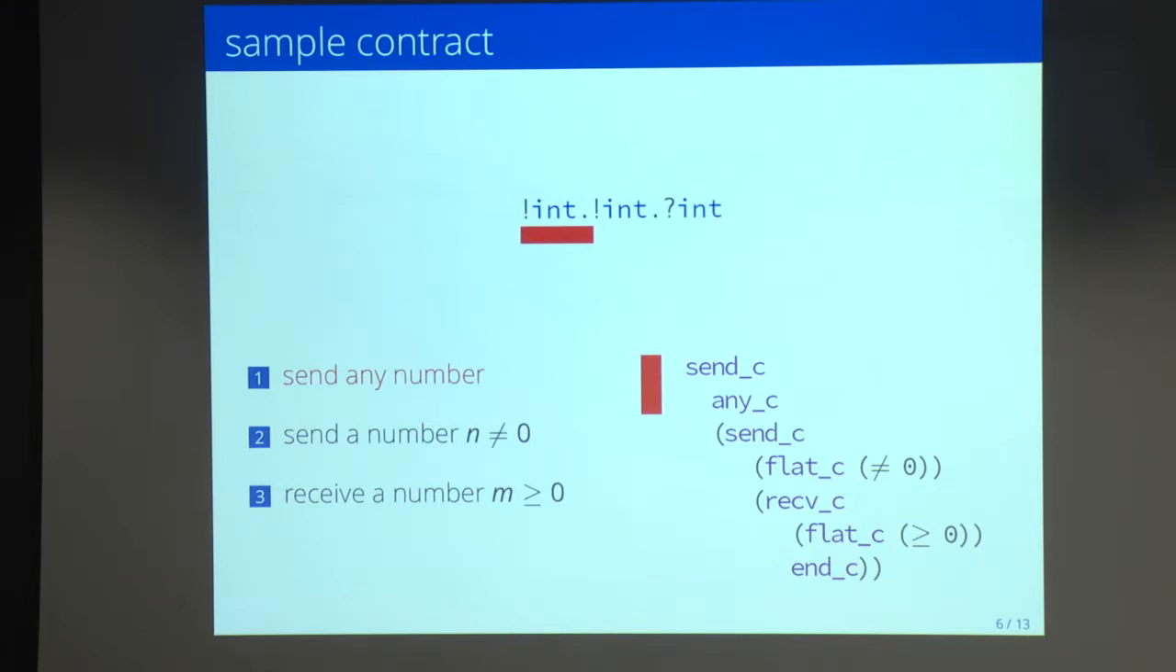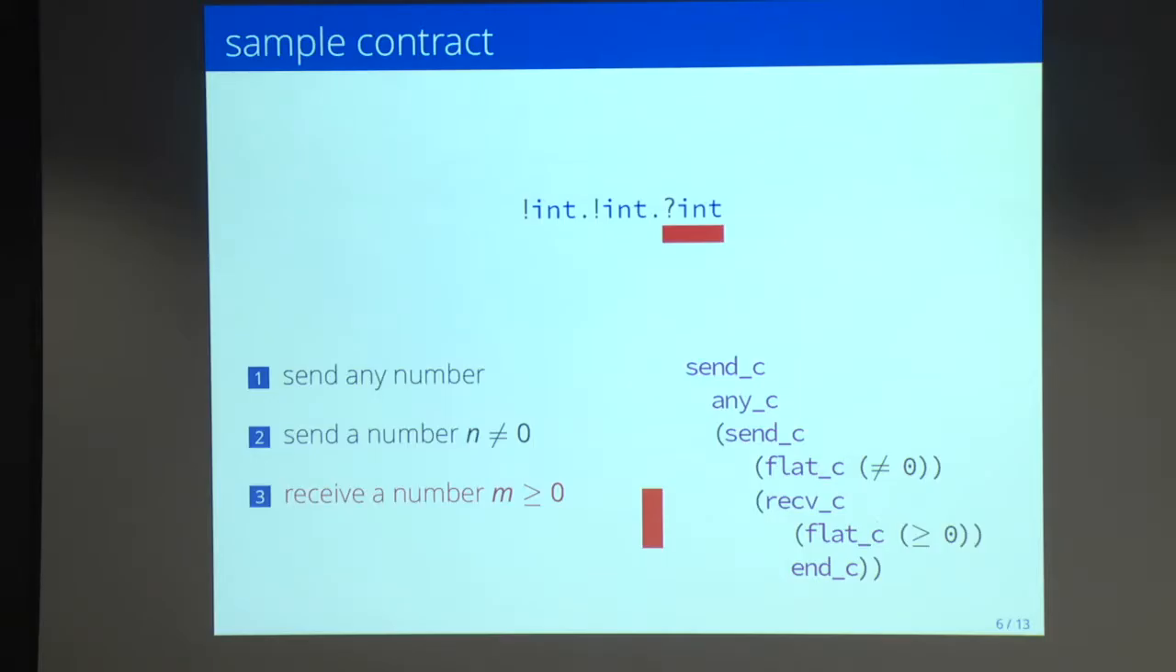So we take the session type that I've shown you before, and we try to write down a term which describes the contract listed here. For the first communication, we don't have any constraint, so we use the NEC contract, which means we are free to send any message. After that, we are supposed to send a number, which must be different from 0, and we specify that using a so-called flat contract.